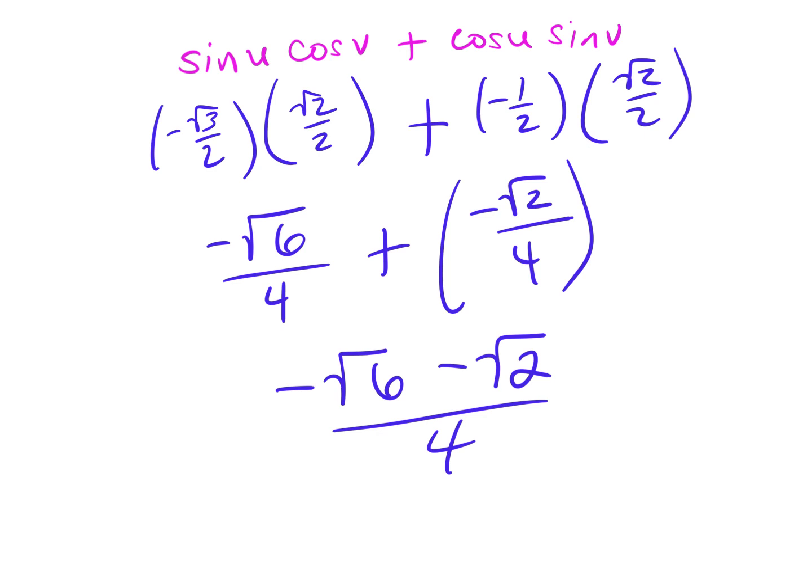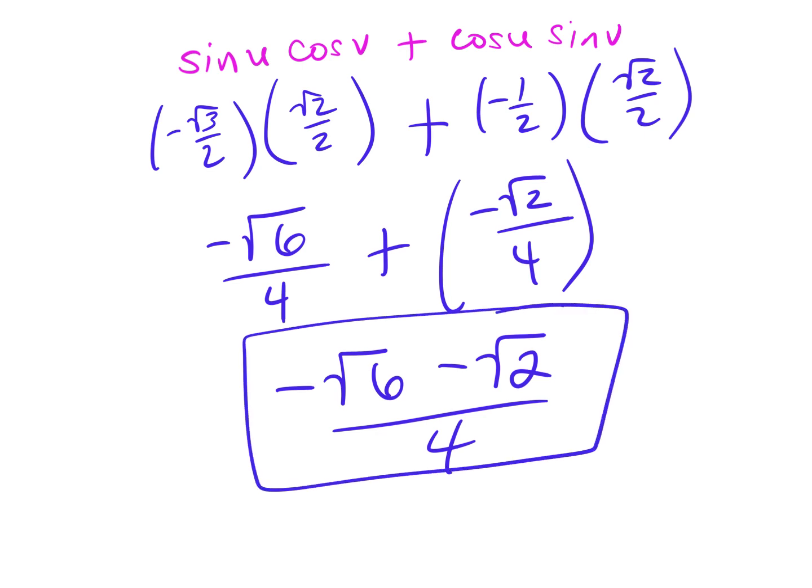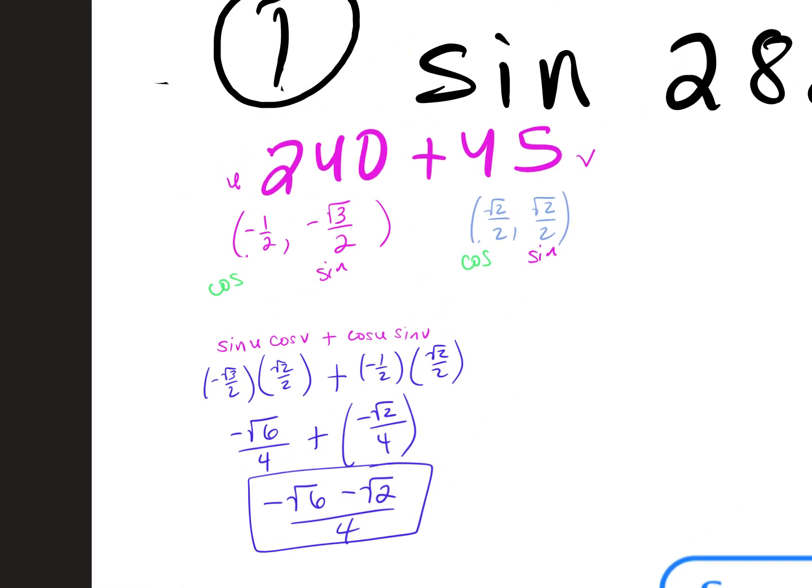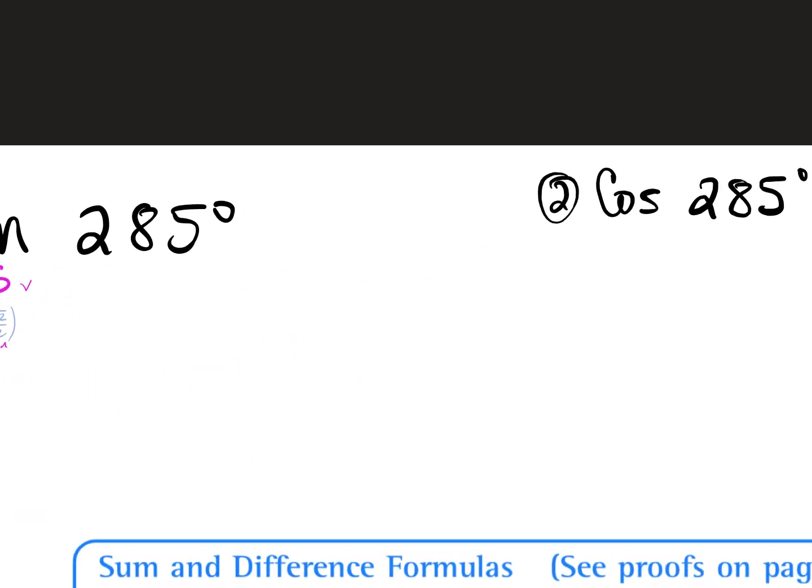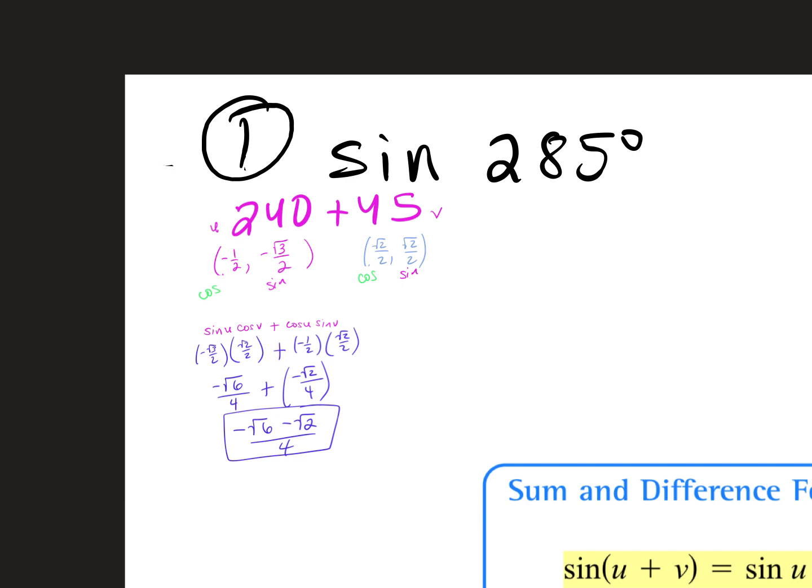That is it. You cannot say that negative square root of 6 minus 2 is negative square root of 4. That is not the case. Those are 2 different radicals, so you just leave it just like that. Now you can use those same 2 angles, 240 and 45, and use the cosine formula. You can use a different set of angles. It does not matter.